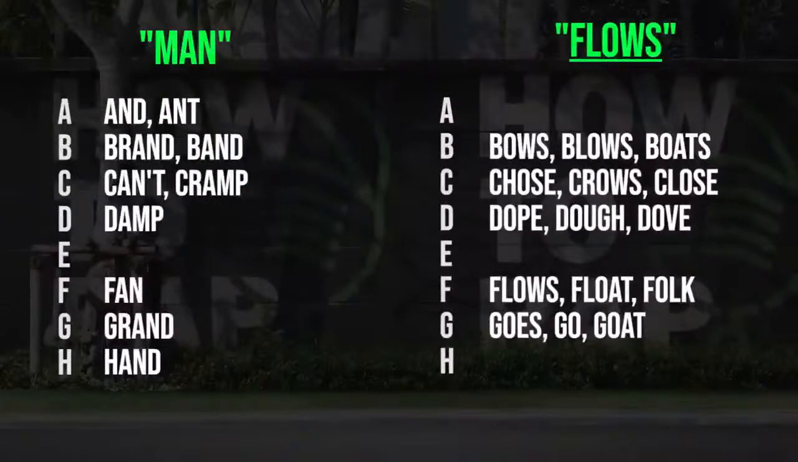Now, the next step is simply go through the same process for rhymes with man that you did with flows, finding both perfect and stretch rhymes along the way down the alphabet. So in this case, you can go with hand, stretch rhyme grand, can't, etc. Now, this may seem intense at first if you've never done this before, but trust me, over time, you will be able to do this without even needing a page to write it down.